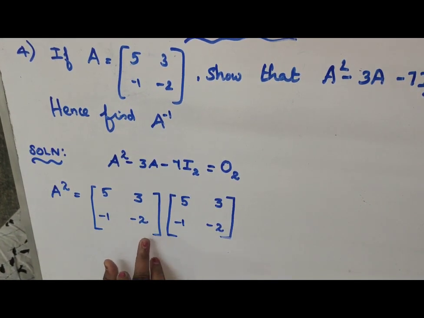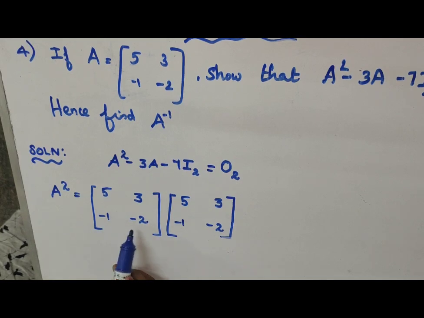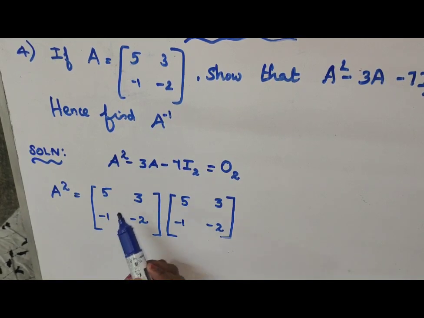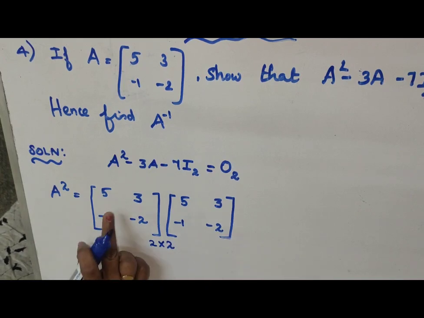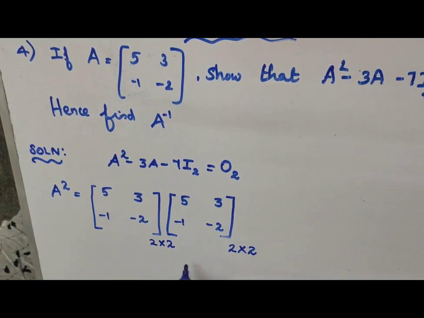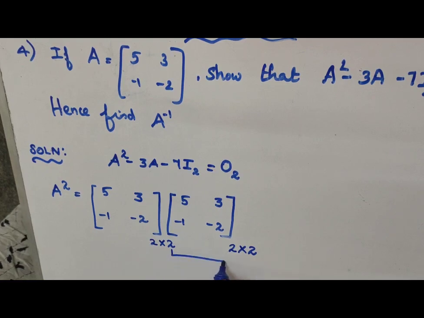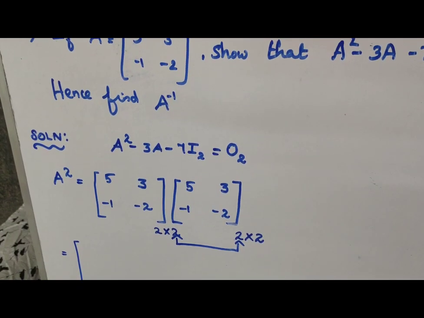This is a 2 cross 2 matrix. How is it 2 cross 2? This is the first row, second row, first column, second column. So this is nothing but a 2 cross 2 matrix which has 2 rows and 2 columns. This is also 2 cross 2, 2 rows and 2 columns. When it comes to matrix multiplication, these two numbers must always be equal. Only then can we proceed with the matrix multiplication. In the next step, we will understand how to do it.